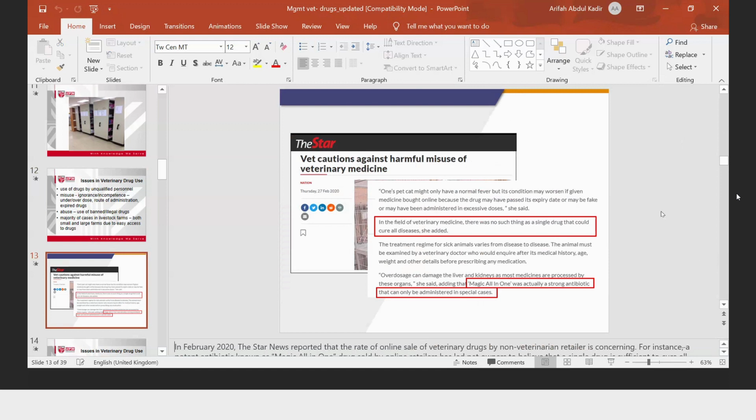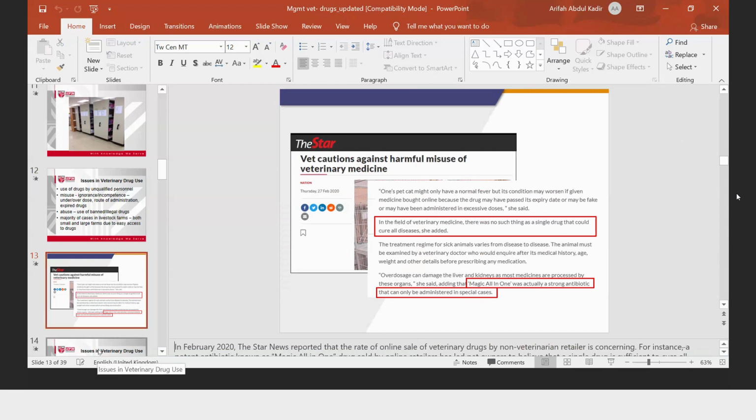There are a lot of people selling drugs online too. So if you come across any of these cases, you can report this to Bahagian Pharmacy, the regulatory agency. I think they have a hotline. You just go to the website, and you can report about the online selling of drugs. I think this was in small animals.